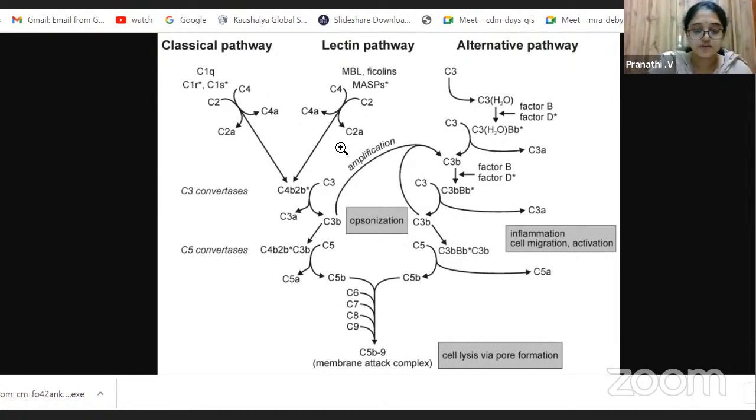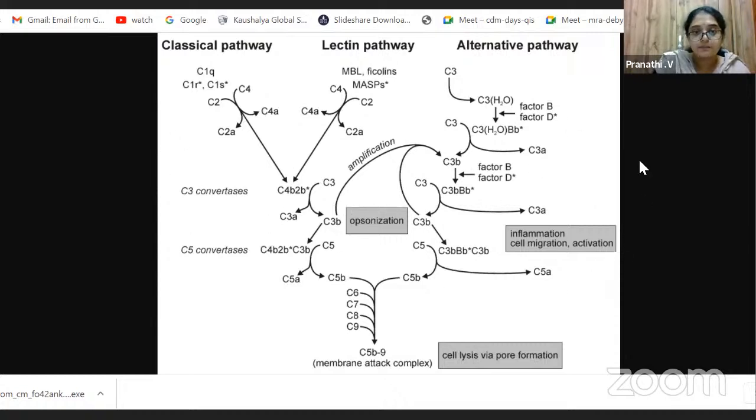MASP1 and MASP2 have structural similarity to the C1r and C1s proteins, so they mimic their activities. This active complex then cleaves and activates C4 and C2, resulting in a C4b2a complex called a C3 convertase. So the C4b, that is the fragment b, and 2a complex is called the C3 convertase complex.